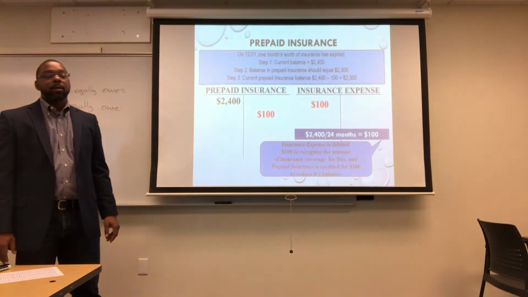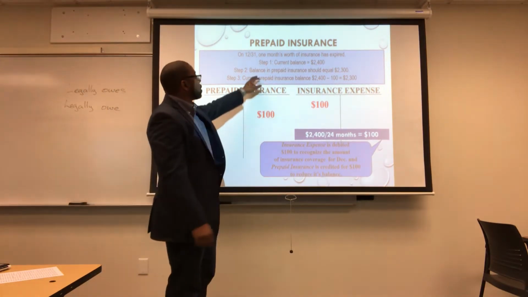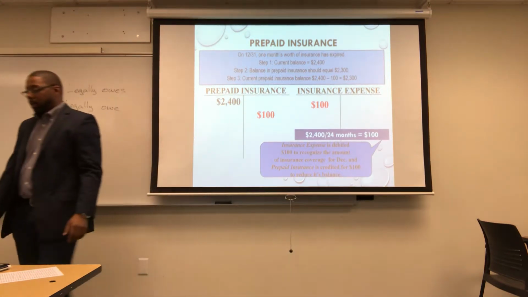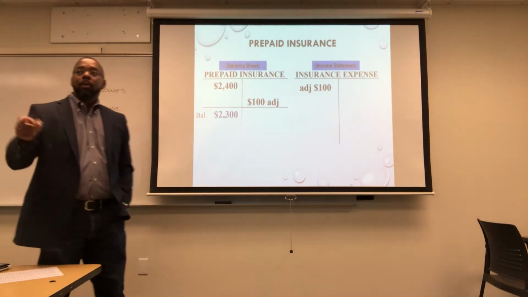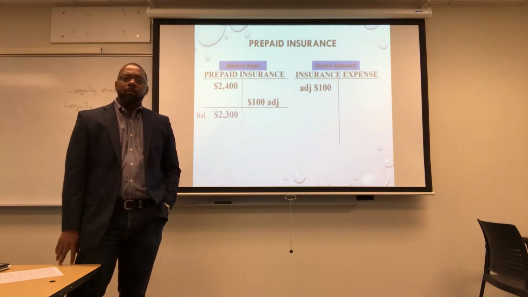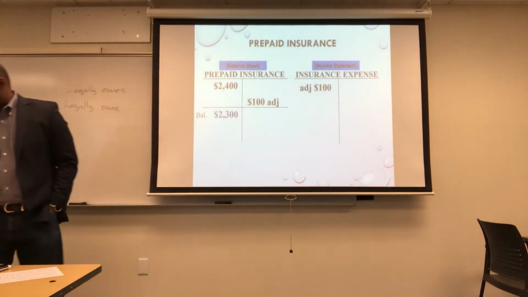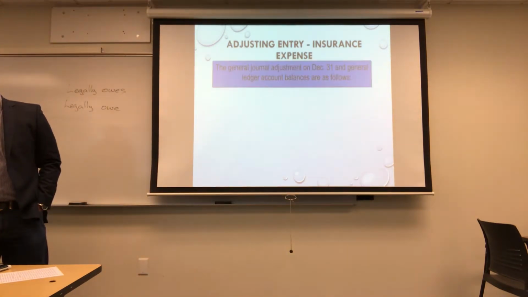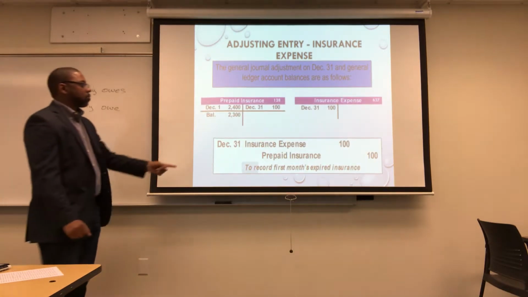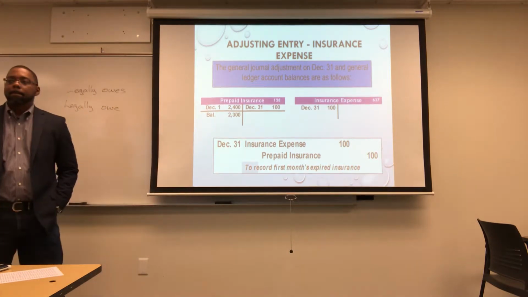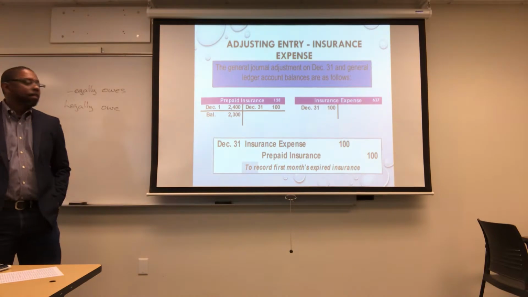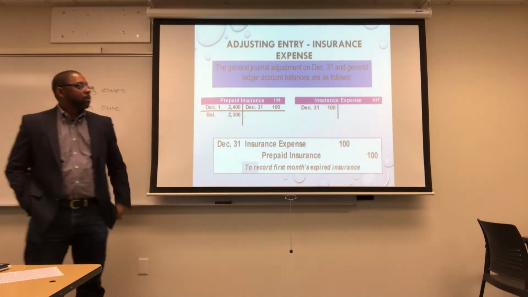Everyone with me? I'm going to debit the insurance expense and credit prepaid insurance. That way, our balance will be equal to what we're looking for, $2,300, because that's how much in prepaid insurance you have left after you've used 1 month of insurance. Everyone with me? And here's the transaction: debit insurance expense, credit prepaid insurance. And that will bring the balance down.